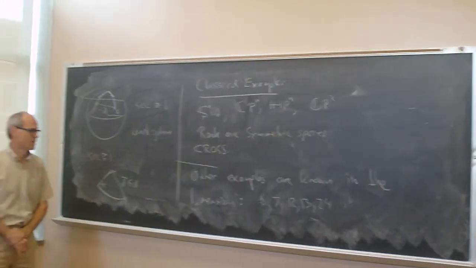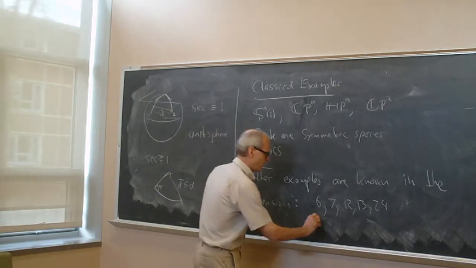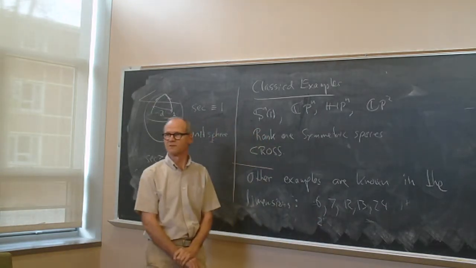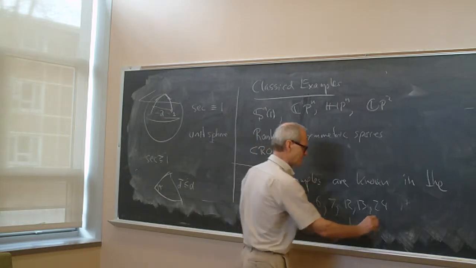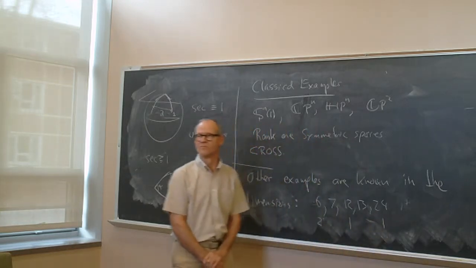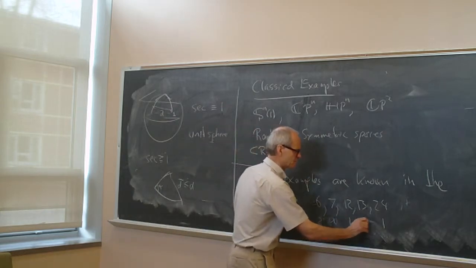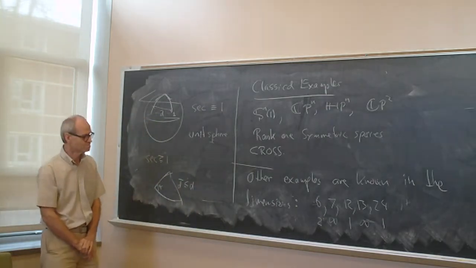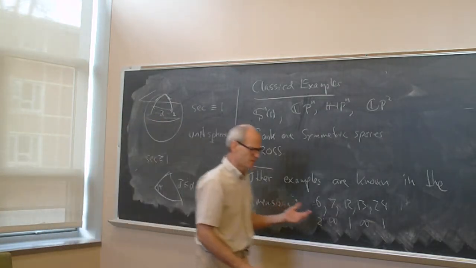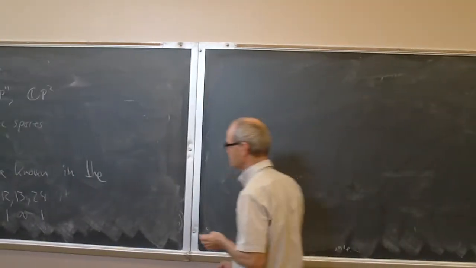Now, how many are there? How many are known? In this dimension, there are 2 known examples. In this dimension, there's 1, and in this dimension, there's 1. In these 2, there are huge families, many interesting examples. So that's about the examples, and I won't tell you much more about them at this point.